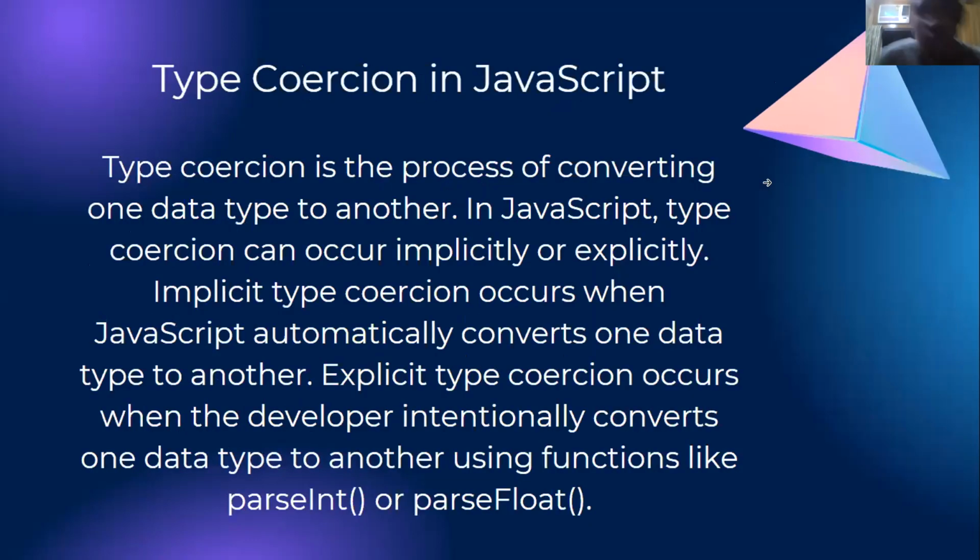Type coercion in JavaScript. Type coercion is the process of converting one data type into another. In JavaScript, type coercion can occur implicitly or explicitly. Implicit type coercion occurs when JavaScript automatically converts one data type to another. Explicit type coercion occurs when the developer intentionally converts one data type to another using functions like.